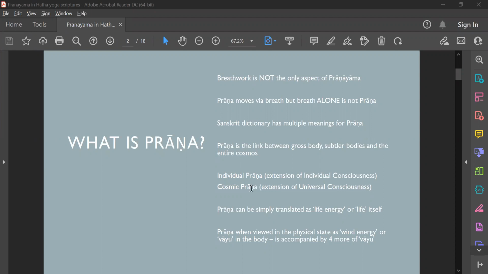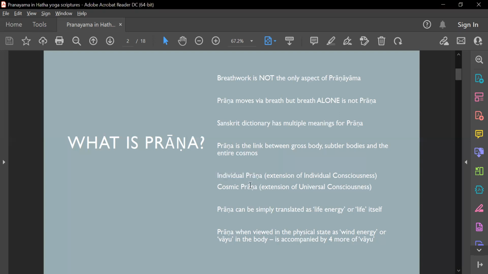Cosmic prana is the second one, which is viewed as the extension of the universal consciousness, which is the Brahman. The Atman is the individual prana. The Brahman is viewed as the cosmic consciousness, and the cosmic prana is viewed as the extension of it.